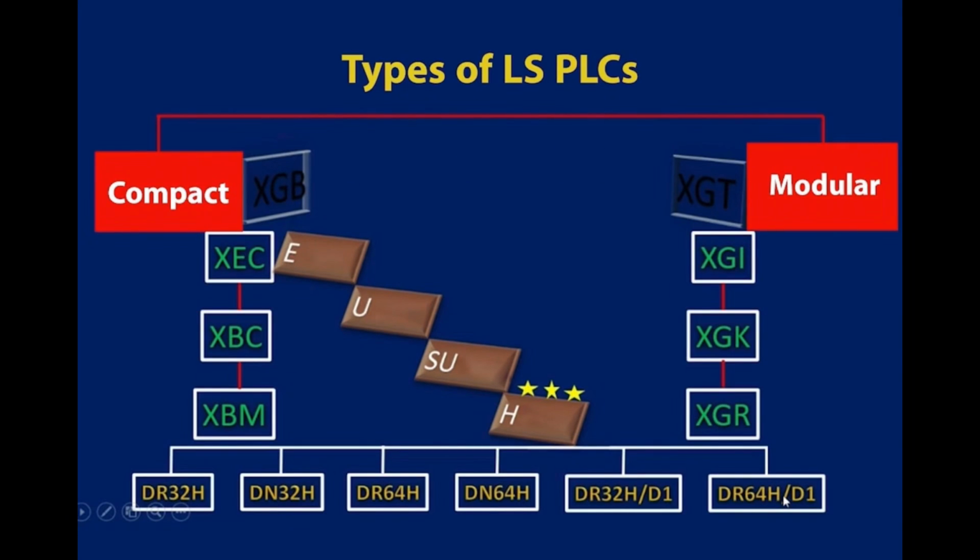I will consistently refer to compact PLCs as XGB PLCs and modular PLCs as XGT PLCs. Now, XGT PLCs are generally divided into three distinct groups: XGI, XGK, and XGR. Similarly, XGB PLCs also come in three distinct models. These are the XEC, the XBC, and the XBM.